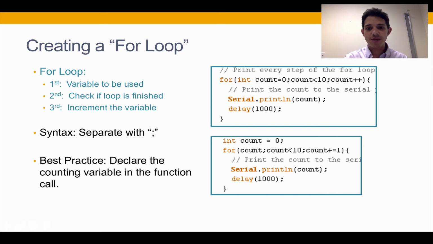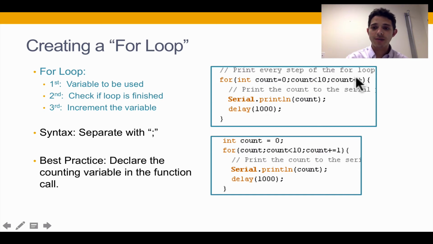The second argument is a conditional statement. This conditional statement is what's checked each time to see if we continue through this for loop or if we terminate the for loop. In other words, we continue to execute the commands in the for loop as long as the conditional in the second argument is true. So in this case, as long as count is less than 10, we are going to continue to iterate through this for loop.